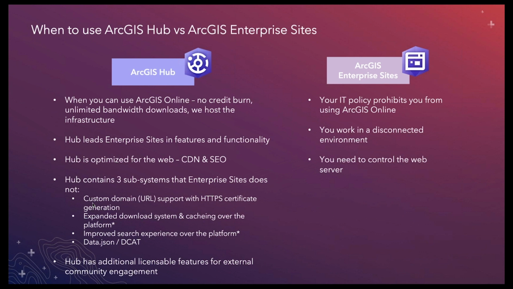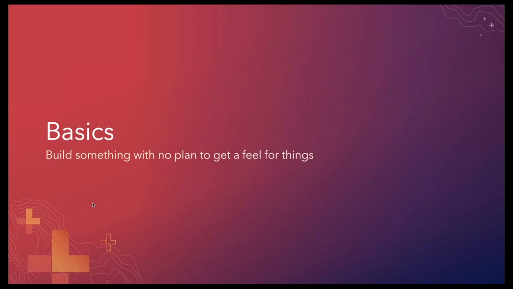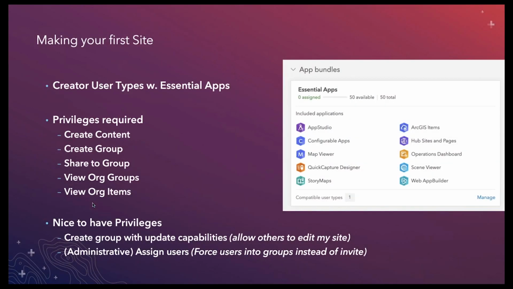Cool, so now we've got the product differences out. Let's talk through how to build something. Before we get into planning a site, we can just start using the app. To make your first site, there are a few things you need to set up in ArcGIS Online. You'll need a creator user type with Essential Apps enabled. So if you're trying to give access to others in your organization to Hub, you need to make sure they have that creator user type enabled with access to Essential Apps.